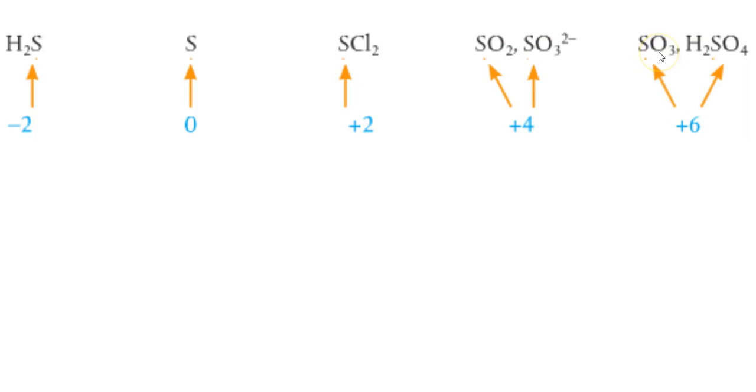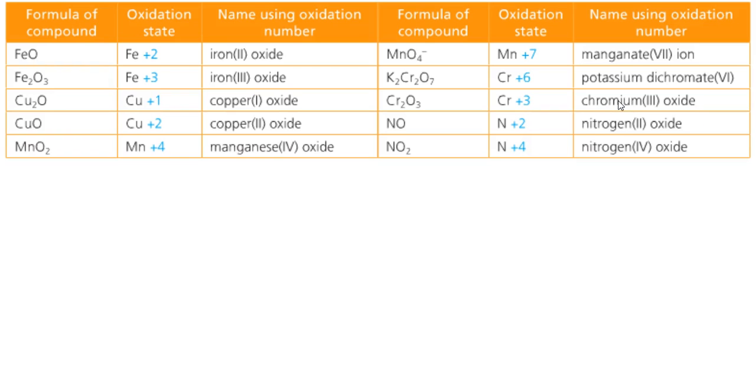In SO3, you see there's no overall charge, and so sulfur has to be +6 to cancel out the -2 of each of these oxygens. What about this one, H2SO4? Well, these oxygens give us a total of -8, and these two hydrogens will give us +2, so -8 and +2 will give us a total of +6.